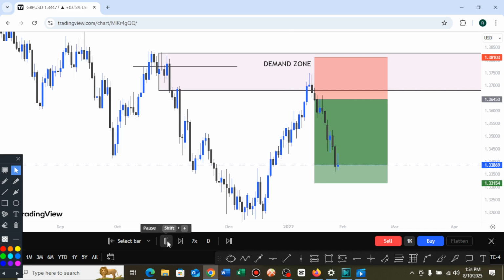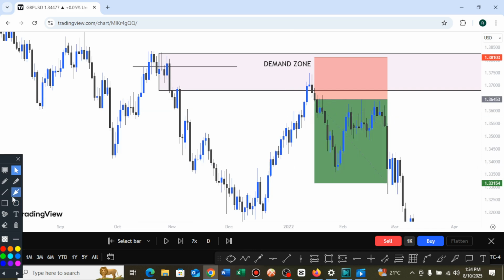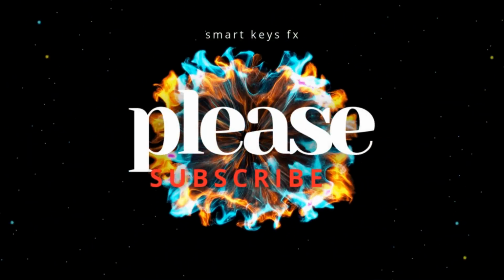So traders, supply and demand zones are fractal and work in every time frame. Have a checklist and backtest before trading in the live market.